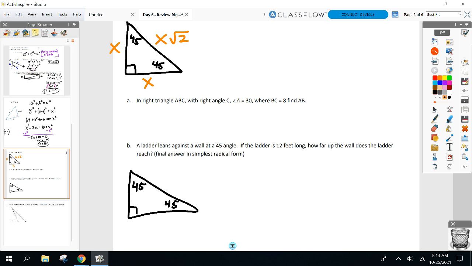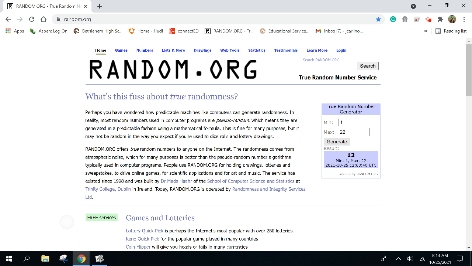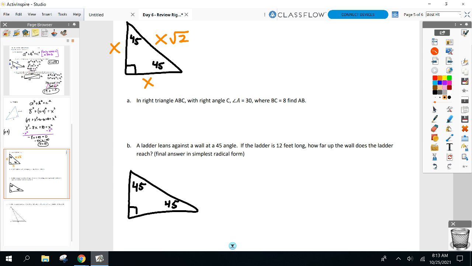The ladder's 12 feet long. What should I label 12 feet then? One of the legs or the hypotenuse, if the ladder is 12 feet long? What should I label 12, the hypotenuse or one of the legs? The ladder. What did we say the ladder was? Ladder leaning against the wall. What's the only thing leaning against anything here? Hypotenuse has to be 12. There's my ladder.